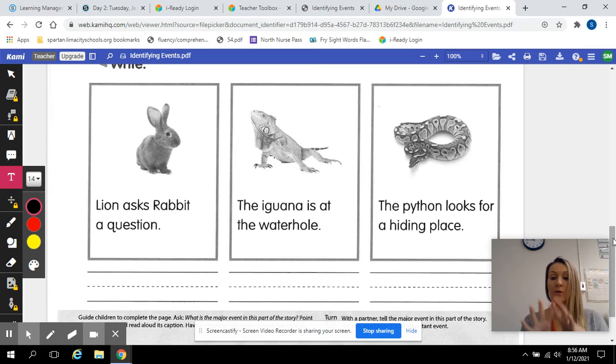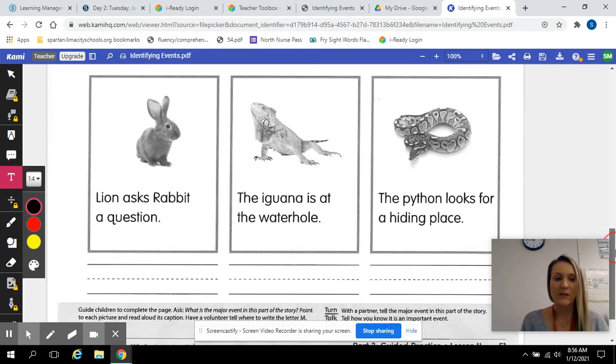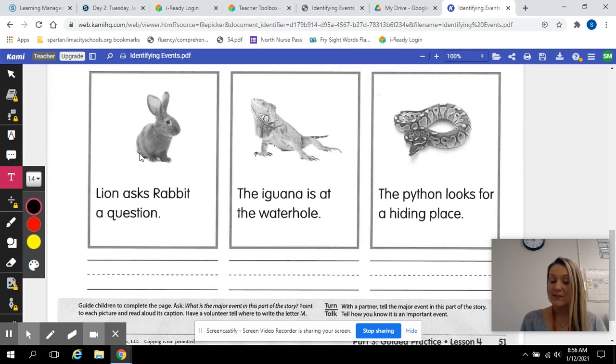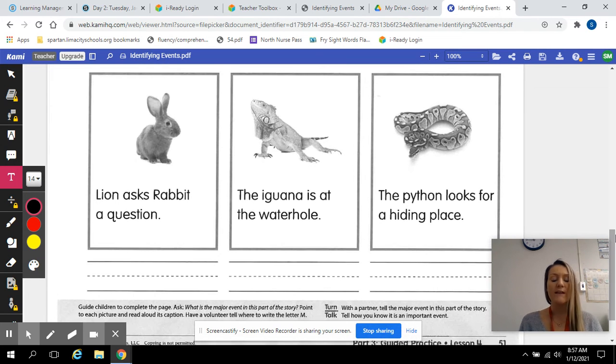So the part of the story that I just listened to with you, okay? You are going to write an M for major event on the line. So was the major event in those 2 pages, lion asked rabbit a question, the iguana is at the water hole, or the python looks for a hiding place? Which one of those was the major event of the 2 pages I just shared with you?